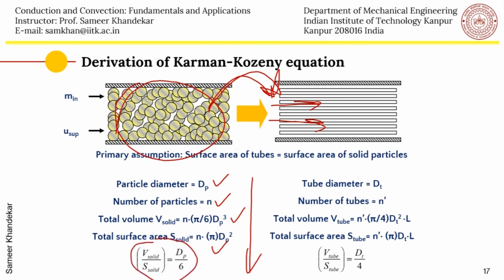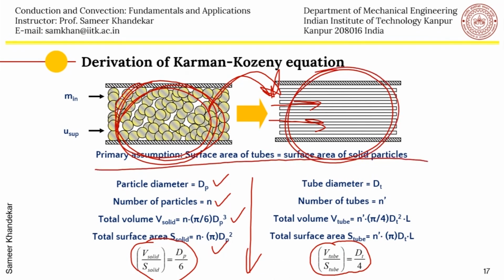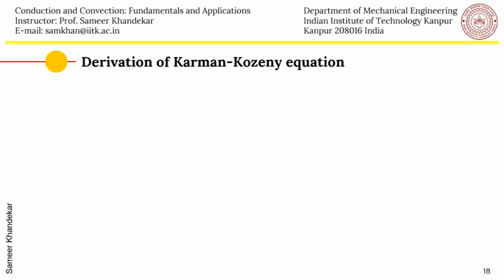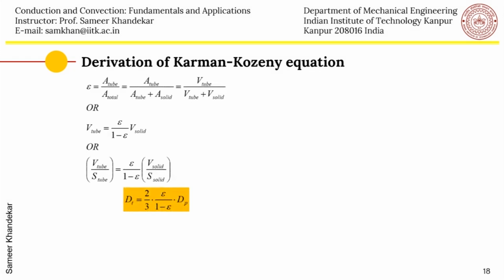So you can see here the volume of the tube and the volume of the solid are related to each other by the porosity, and therefore the equivalent diameter of the tube, which is an equivalent porous structure that gives the same pressure drop as the actual porous media, can be calculated and related to the particle diameter. From this, you also know the superficial velocity because you know the total flow rate.